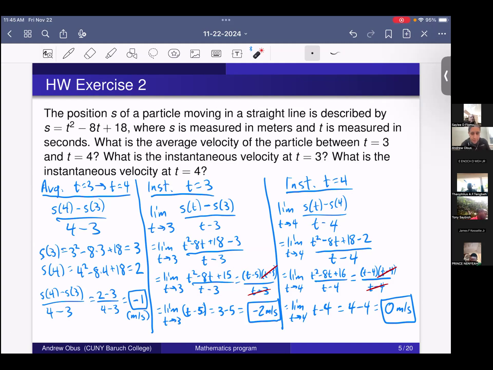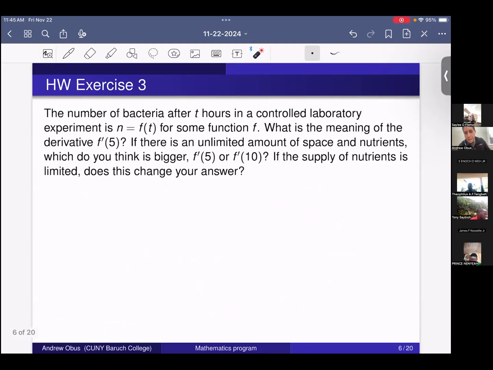Okay, let's move on. Next one, we have a thinking exercise, not really a calculation. The number of bacteria after T hours in a controlled laboratory experiment is N equals F of T for some function F. So what is the meaning of the derivative F prime of 5? And then the second thing says, if there's an unlimited amount of space and nutrients, which do you think is bigger, F prime of 5 or F prime of 10? And then if the supply of nutrients is limited, could this change your answer?